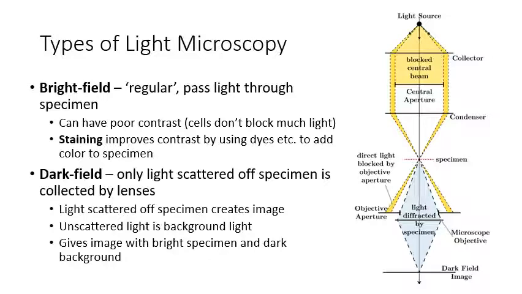So you need to do different things to improve the contrast to get a good image. Commonly that would mean staining with bright field, but you could also use a different type of light microscopy to get contrast without staining. So you can use dark field, for instance, where you're only collecting light that has scattered off of the specimen. That's the light that would actually be creating the image of the specimen. Other light that is not scattered would be coming from the background, and that gets blocked with dark field. So what you get is a light specimen and a dark background in dark field.